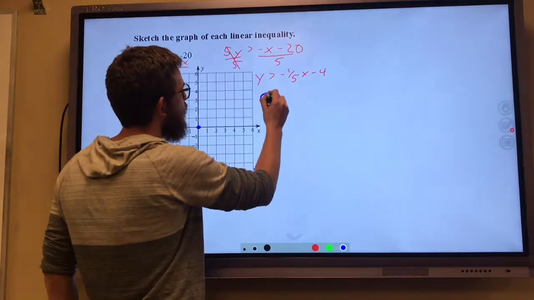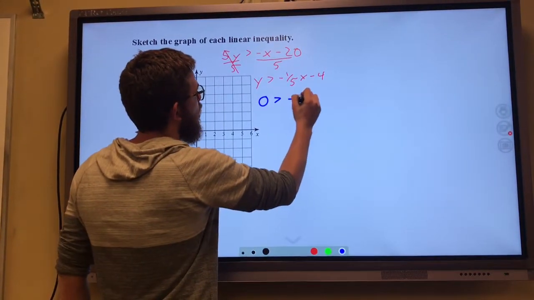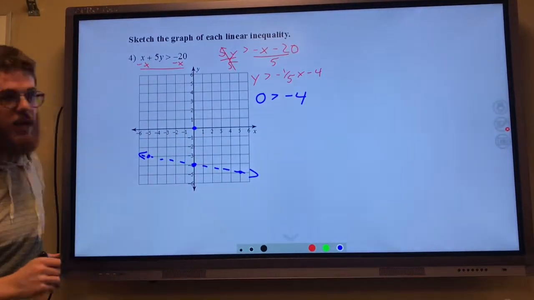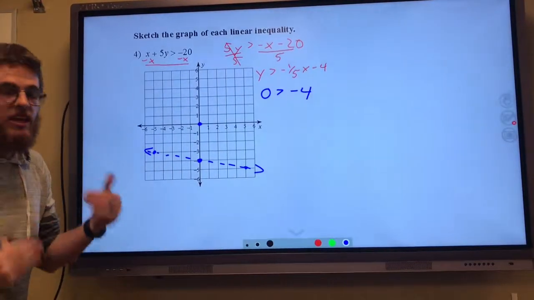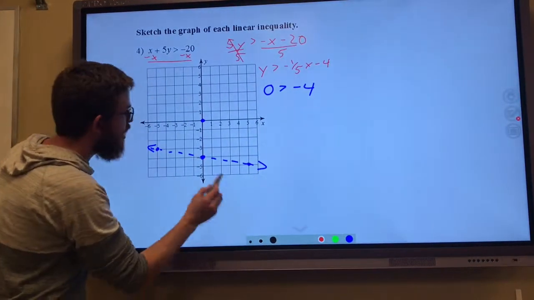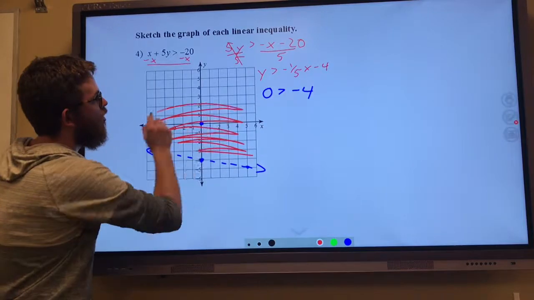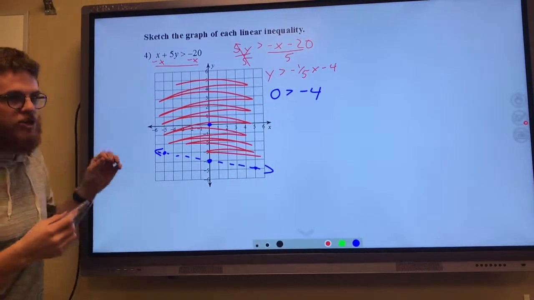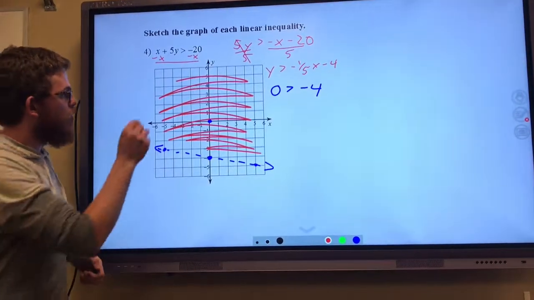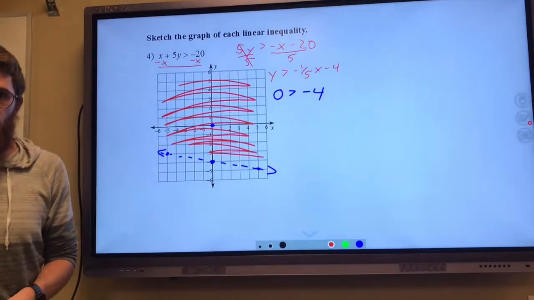When I plug in 0, 0, I get 0 is greater than -4. And since this is true, I'm going to shade this side of my line. You always want to shade the side of your line where the points satisfy our inequality.